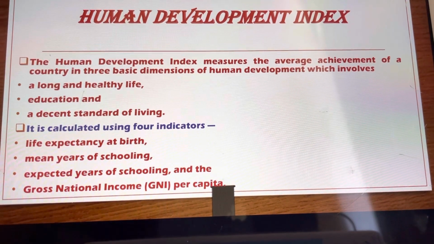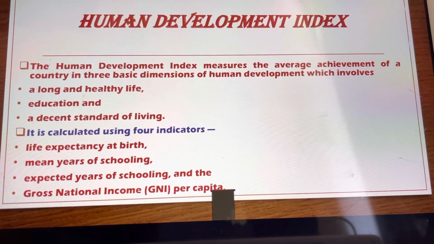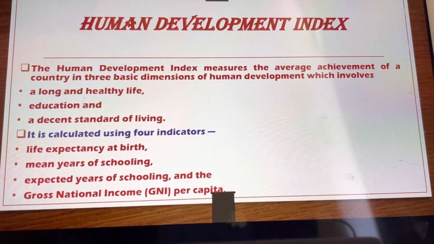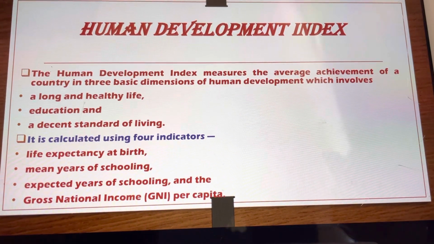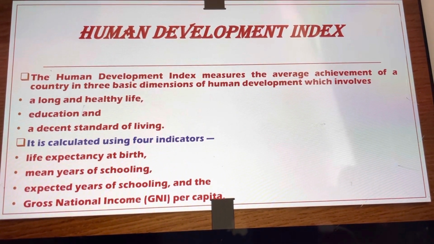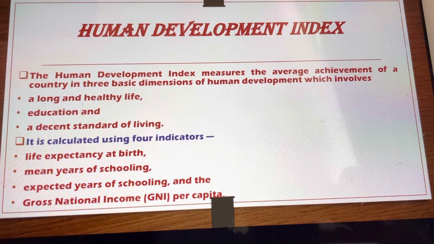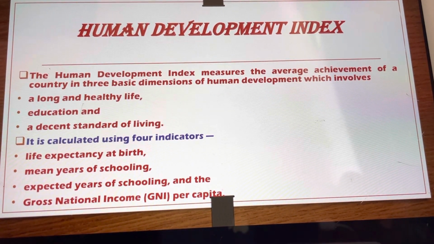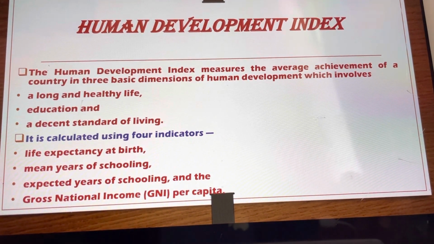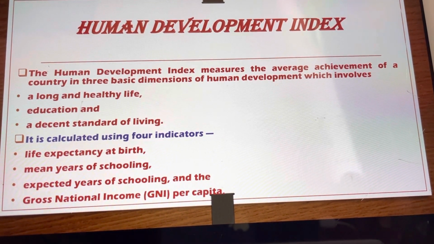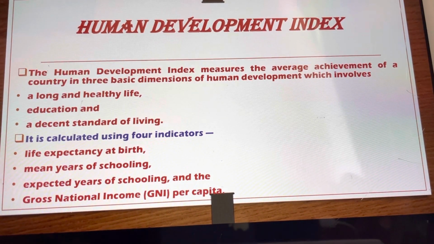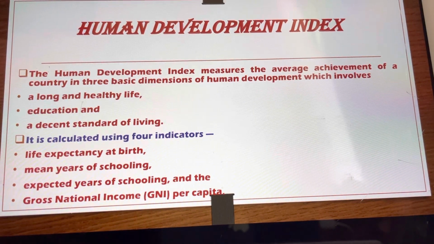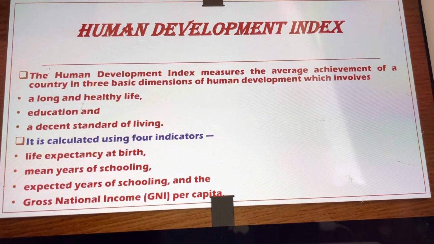The Human Development Index measures the average achievement of a country in three basic dimensions. What are these dimensions? A long and healthy life, education, a decent standard of living. These are the three most important indicators of human development. How these are calculated and how HDI is calculated.